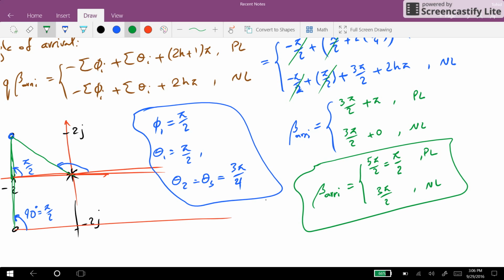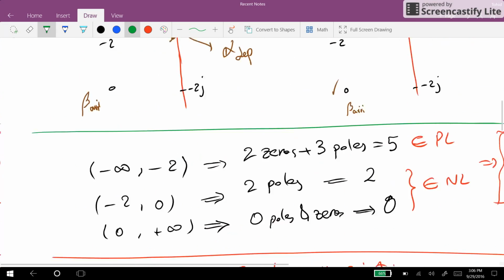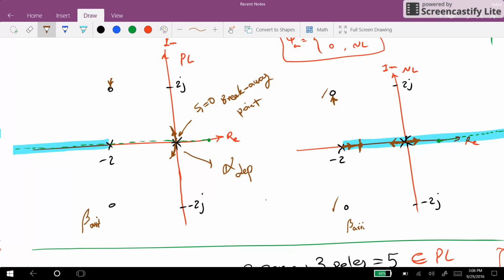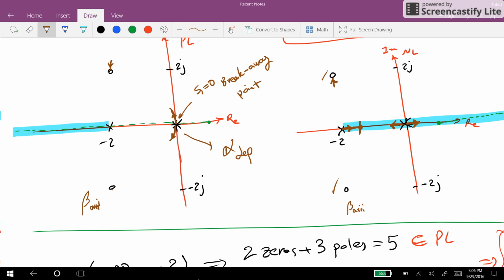So for the positive locus, we have angle of arrival equal to pi over 2. For the negative locus, we have 3 pi over 2. Let's go back to the original plot that we have here. Angle of arrival for this zero will be equal to pi over 2, and for this zero, it will be equal to 3 pi over 2, or minus pi over 2. And since we need to have the symmetry, we will have 3 pi over 2 for the angle of arrival for this zero here for the positive locus. And for the zero in the negative locus, we will have angle of arrival equal to pi over 2 because we need to have the symmetry.